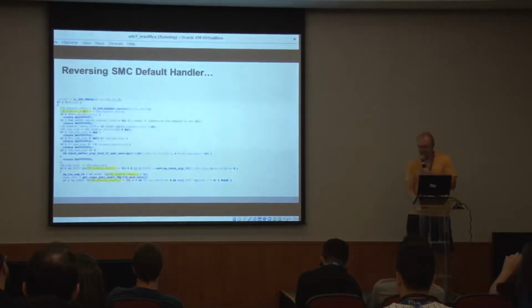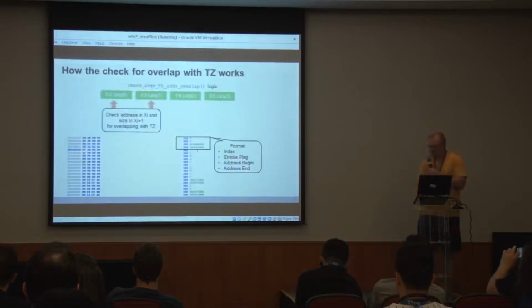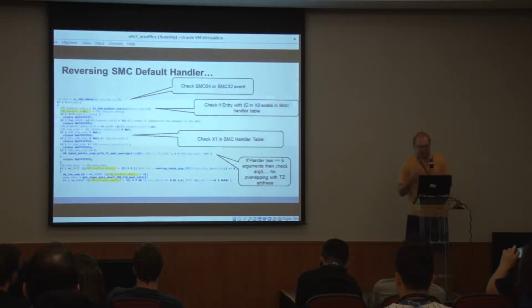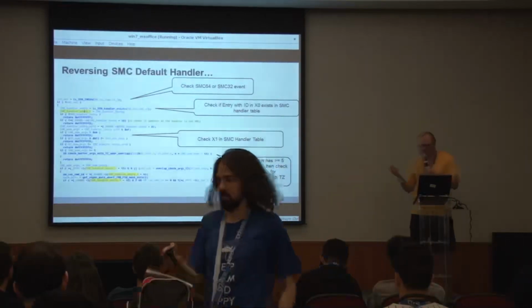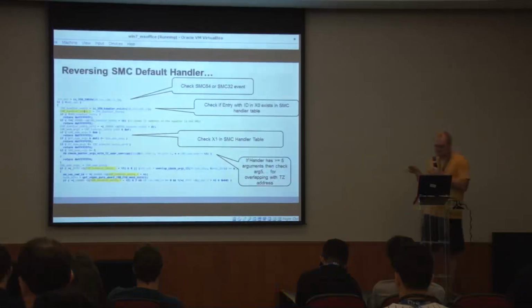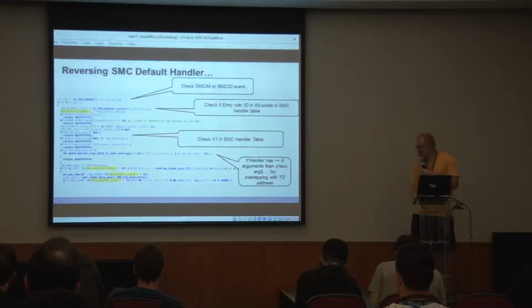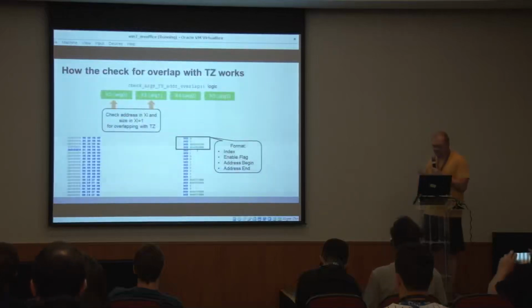Why is it important? Because we need to understand how it works for attack purposes, because we want to build the fuzzer, we want to fuzz this interface and find the software vulnerabilities inside the SMC handlers. So this is the SMC default handler, which is basically checking the arguments and calling the specific SMC handler to manage the services. The interesting part, how does it work?